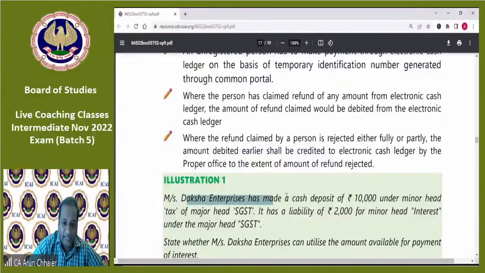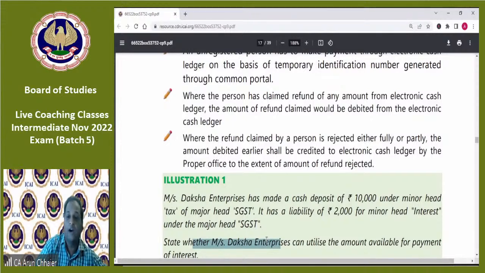Daksha Enterprises has made the cash deposit of 10,000 under minor head, that is tax, of major head, that is SGST. It means the liability of 2,000. So it has the liability of 2,000 for minor head, that is interest, under the major head, that is SGST. State whether Daksha Enterprises can utilize the amount available for payment of interest. Sushil and Mansa will give the answer.